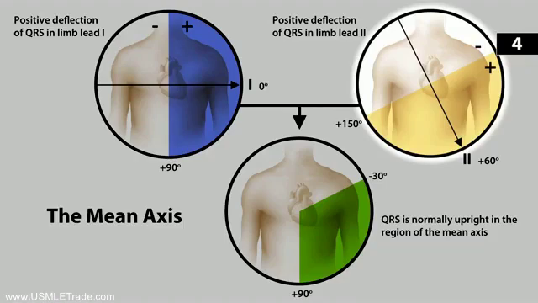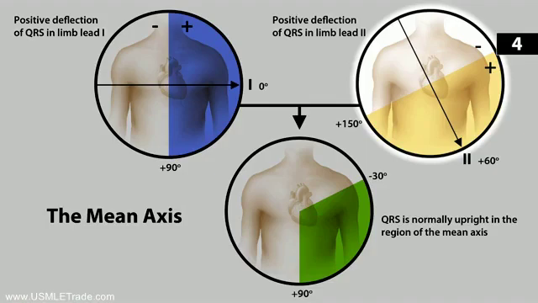Now, if you have a positive deflection of the QRS in lead 1 and a positive deflection of the QRS in limb lead 2, then you can combine those two images together, and that gives you the net electrical signal somewhere in the shaded region that is common to both of these two vectors. Now, why is that important? What does this axis tell us?